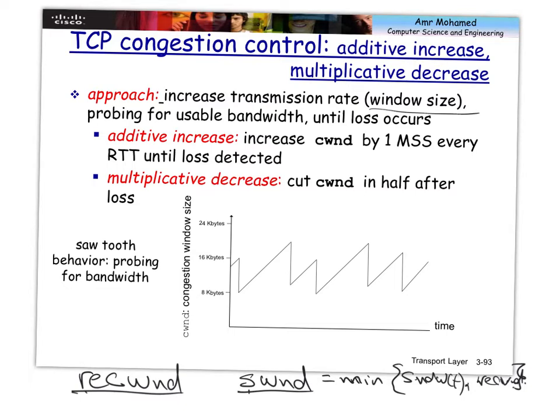So TCP does that through an approach called additive increase multiplicative decrease. Additive increase means I increase the window size gradually and linearly. And then multiplicative decrease. Why multiplicative decrease? Why do you think we do additive increase but multiplicative decrease, meaning I have to drop drastically? Why do you think this is happening?